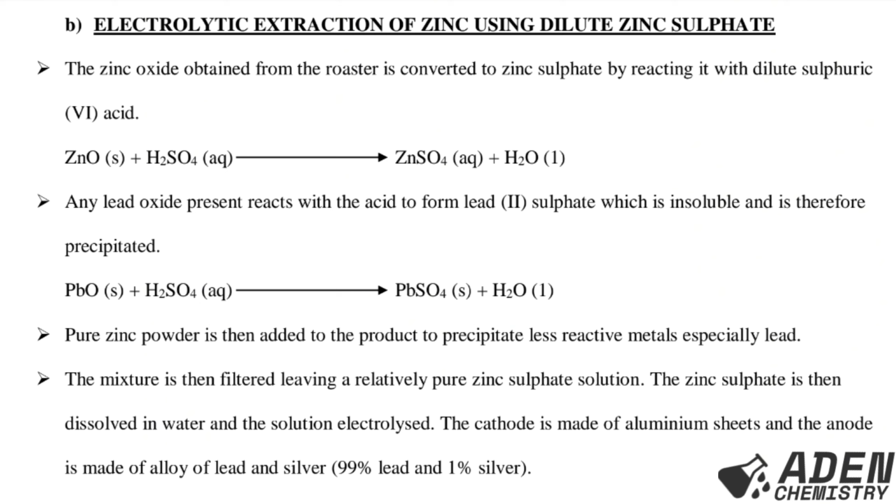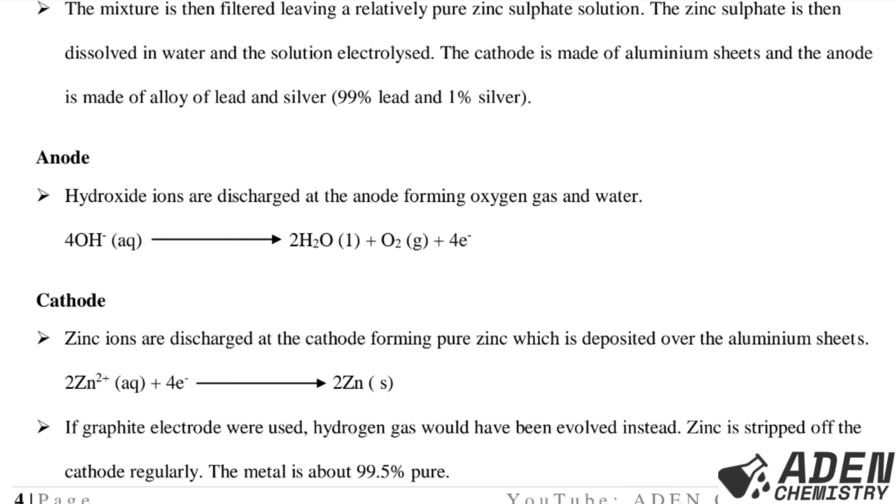We are told pure zinc powder is then added to the product to precipitate less reactive metals, especially lead. So we're saying the mixture is then filtered, leaving a relatively pure zinc sulfate solution, and we're told the zinc sulfate is then dissolved in water and the solution is electrolyzed. So if we want to do the electrolysis method, we are told the cathode is made of aluminum sheets and the anode is made of an alloy of lead and silver, and we are going to have that alloy 99% lead and 1% silver. So let's start at the anode.